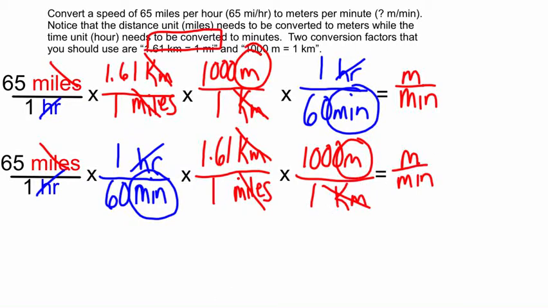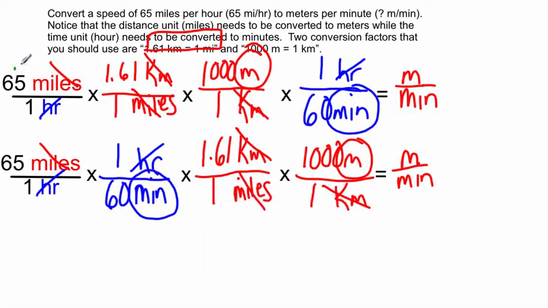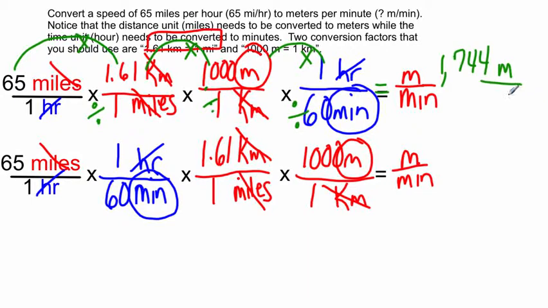So do the math. Take out a calculator, multiply any value across the top. So do 65 times 1.61, multiply that, and then hit divided by 1, which you don't really need to do. And then multiply by 1,000, hit divided by 1, and then multiply by 1, and then hit divided by 60, and then hit equals. And you should end up with 1,744 meters per minute.